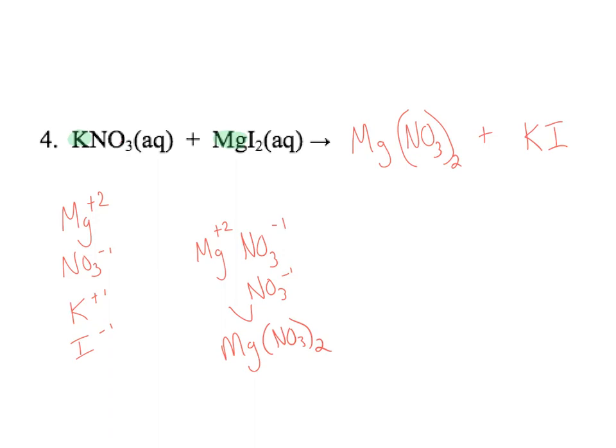Okay? All right, now let's look at the next one, KI. K is +1, I is -1. So +1, -1, we just need one of each. So this formula is correct. Next, figure out which one is soluble and which one is insoluble.